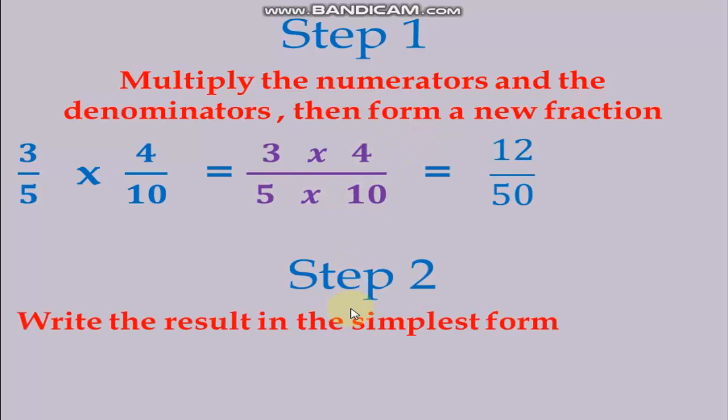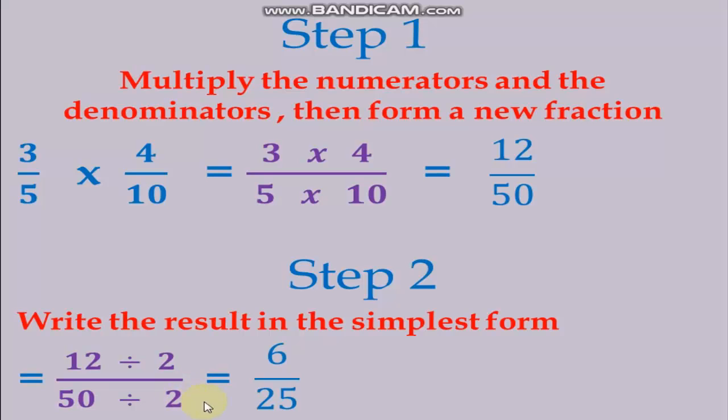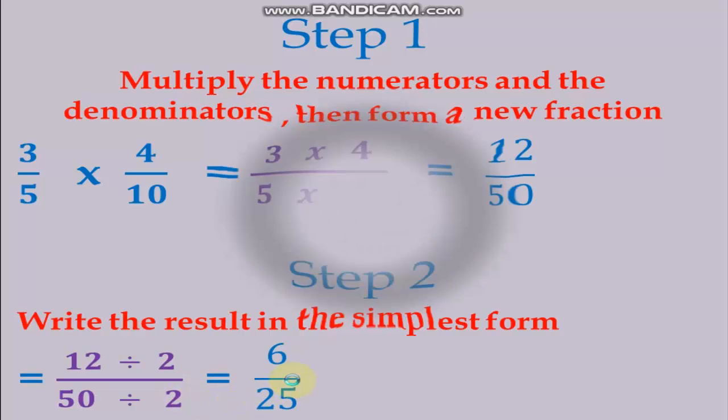Step number 2. Write the result in the simplest form. 12 and 50 are divisible by 2. 12 divided by 2 equals 6. 50 divided by 2 equals 25.